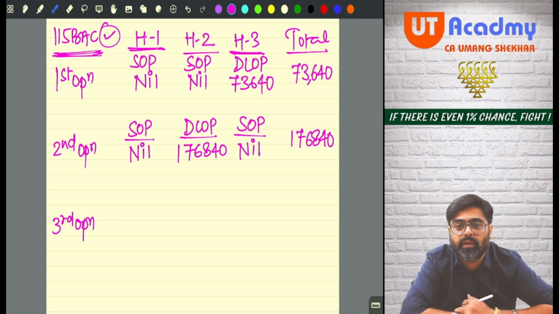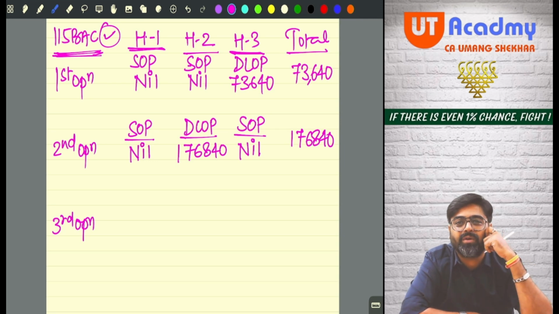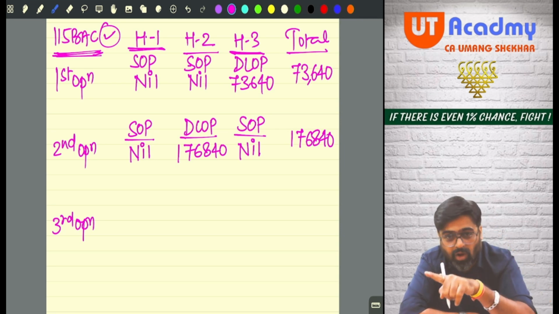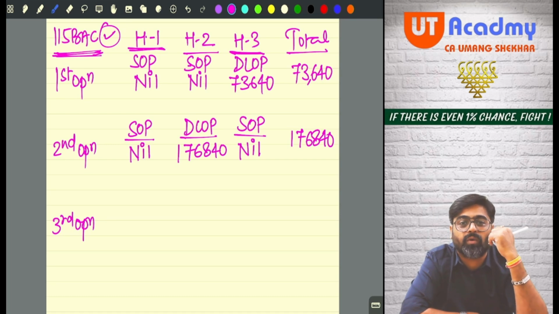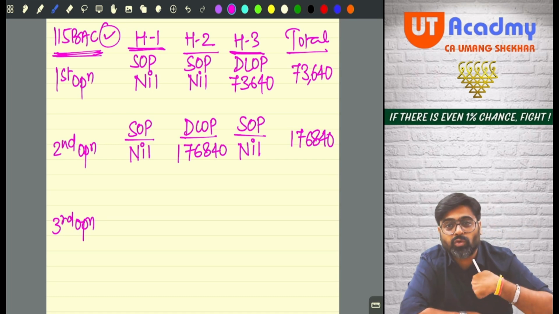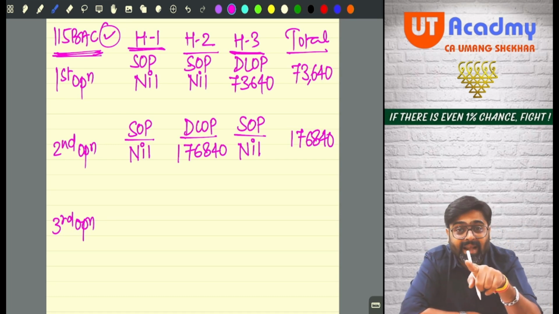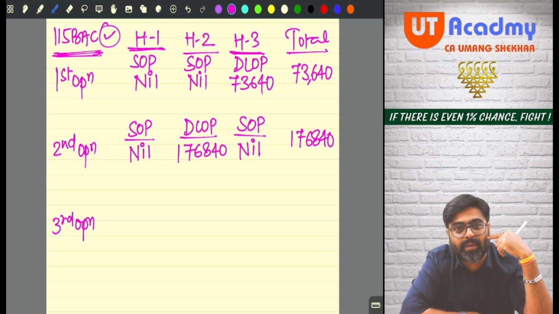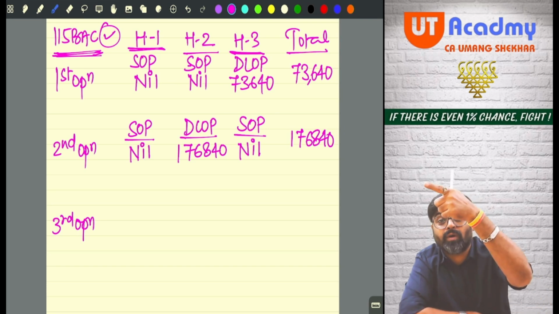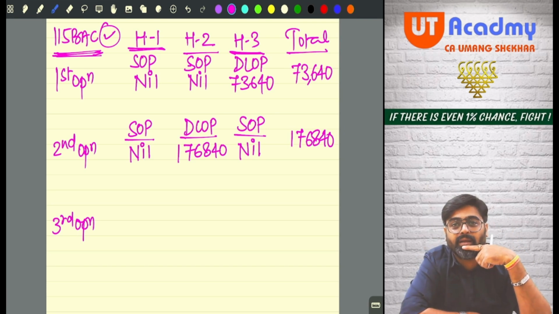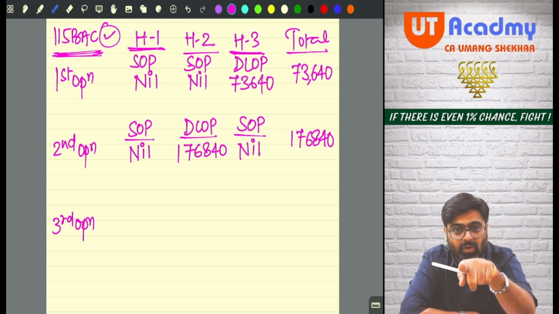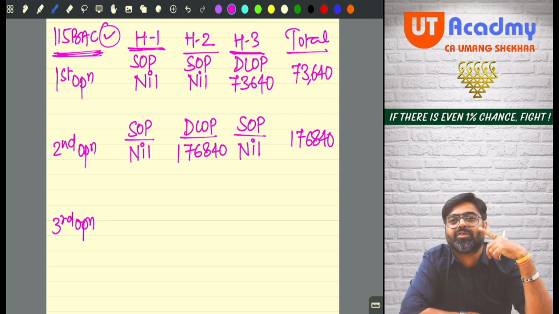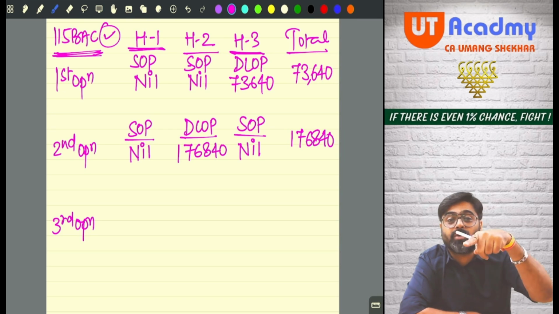Now tell me, compared to this, first option is better, no? If I treat house 1 and house 3 as SOP, then I will have to show house 2 as DLOP. In that case, my taxable income will be 176,840 and I will have to pay more tax. Which option is better? Option 1 is better or option 2 is better? Anytime option 1 is better, I will not take option number 2. Hello, sir. Now come to the third option.